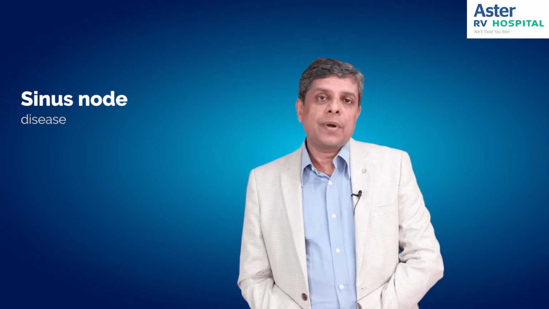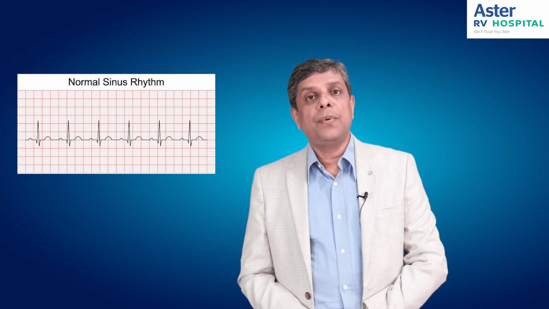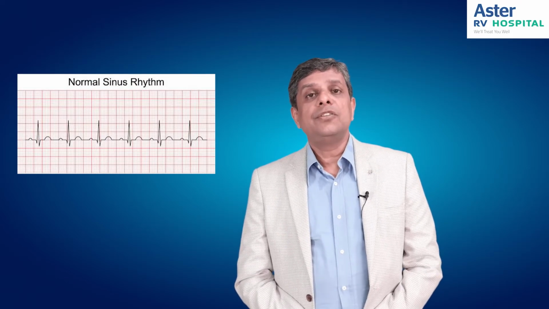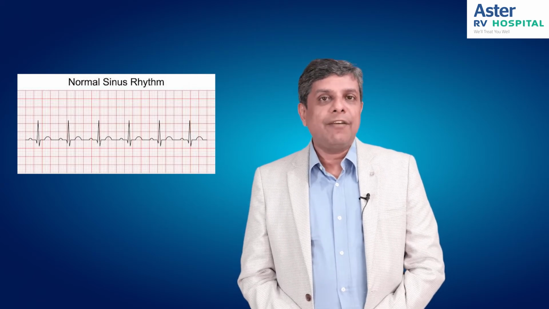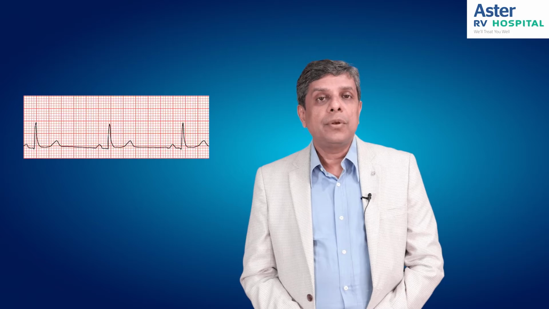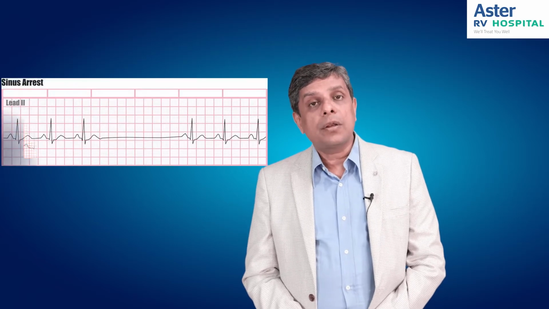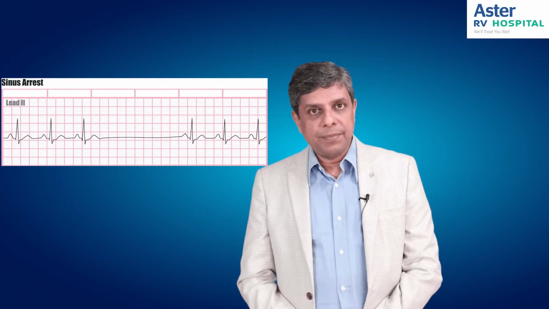Now in sinus node disease, what happens? The sinus node or the sinoatrial node, which is supposed to generate the impulse, is not generating the impulse at the right speed. We all know that the average heart rate is about 72 per minute. We accept heart rates between 60 and 90 per minute as normal. If the heart rate falls below 60, we call it sinus bradycardia. If it becomes very slow, let us say below 35 or 30, or if between two impulses there is a long gap, then the patient can get some symptoms.